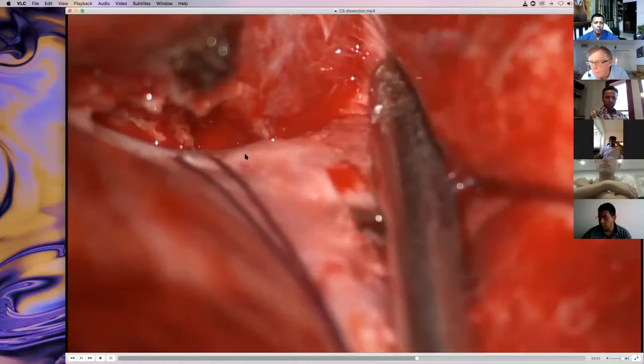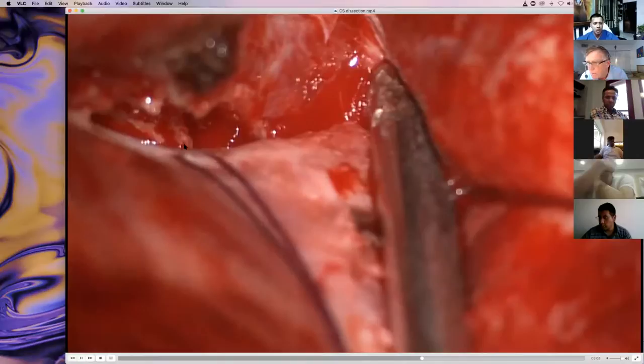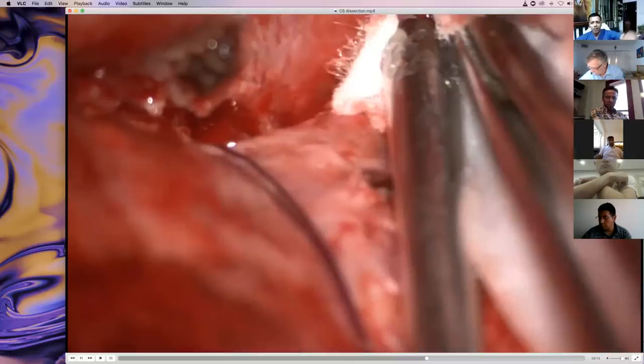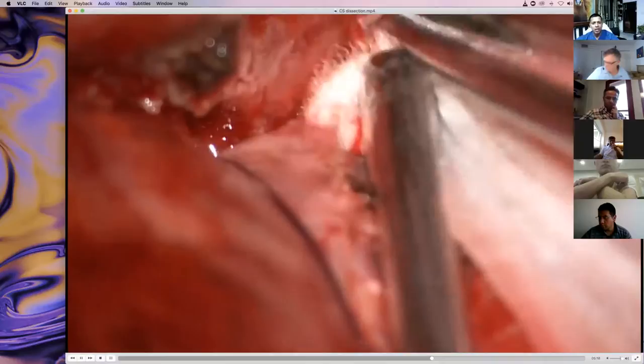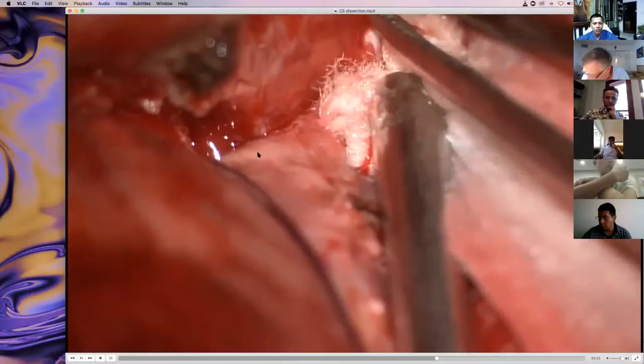Okay. The frontal lobe was supposed to be here, temporal lobe was supposed to be here. You would have needed to go through the small space here. But here, what you're doing is, you've done a pericavernous dissection. So to get into this space is very easy for you. Okay. See how the TCM is kept and the pericavernous dissection is being done.